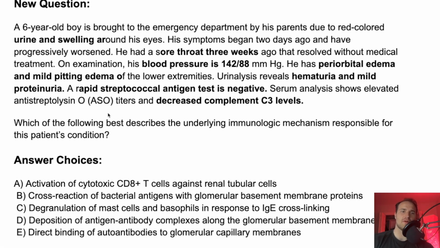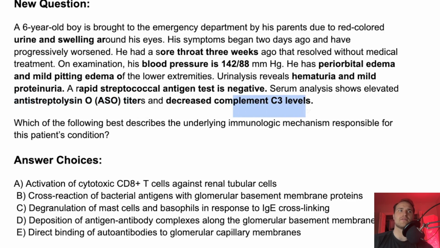Okay, so we get a 6-year-old boy brought to the emergency department by his parents due to red colored urine and swelling around his eyes. So that tells us periorbital edema, and his legs would have pitting edema. And he had a sore throat 3 weeks ago. Blood pressure is elevated, systolic, with periorbital edema, mild pitting, and red. There's some blood in his urine and also protein. And the rapid strep test is negative, but he does have elevated ASO titers and decreased complement C3 levels.